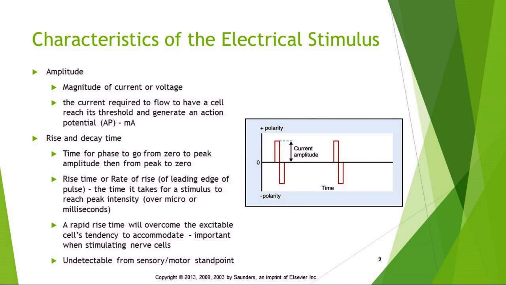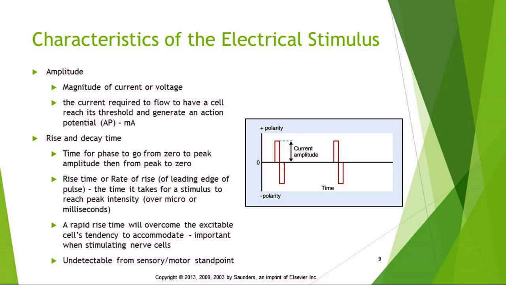So amplitude is the magnitude of current or voltage. So when you're turning up the power, you're turning up the amplitude. The current is required to flow to have the cell reach its threshold and generate an action potential. So you do that by turning up the amplitude to get to the level where you create an action potential. The rise and decay time. So the rise time is the time for the phase to go from 0 to peak, and the decay time is to go from peak to 0.